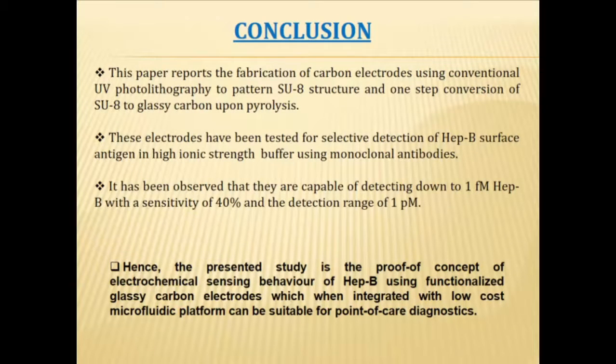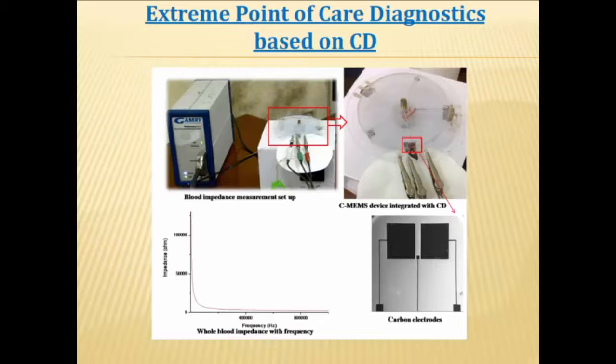As I told you, this is a preliminary work to study whether this can be used as a hepatitis B sensor or not before integrating it into the CD. We made that structure, characterized it, and found a detection range of 1 picomolar to 1 femtomolar hepatitis B with a sensitivity of 40%. With the continuation of this work, we have already made 3-electrode devices and integrated them with the CD to measure blood impedance to relate it to blood glucose.